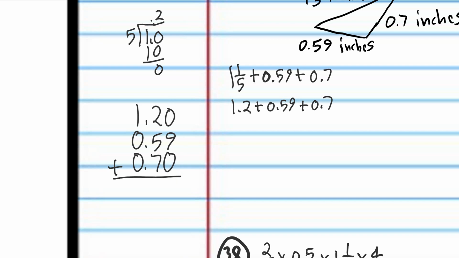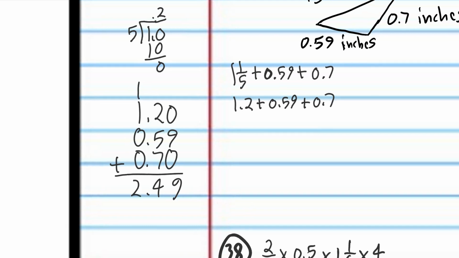Now we add all these numbers to get 9. We add all these numbers to get 14. Carry the 1. Add all these numbers to get 2. So we have 2.49.